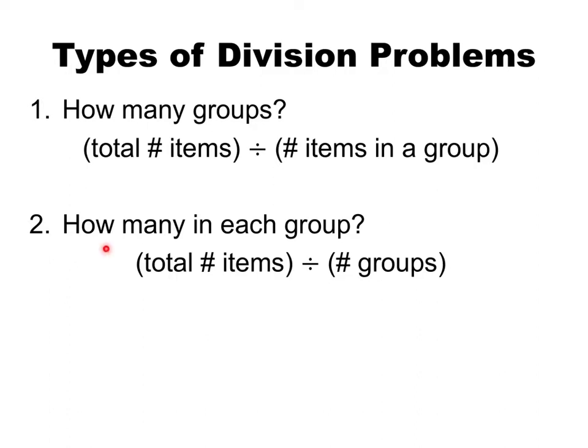The second type of division problem is called a how many in each group type of problem. And in that type of problem, we're going to take a total number of items and divide it by a number of groups, and that's going to give us the number of items in a group. Okay, so two types of problems: how many groups, and how many in each group type of problem.